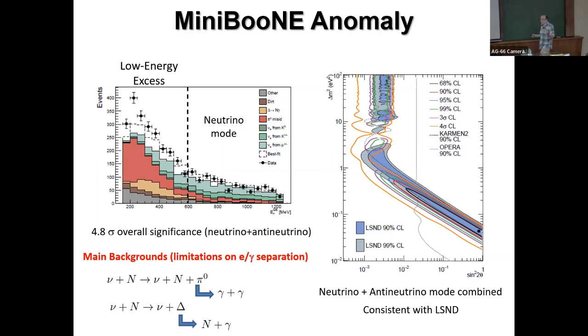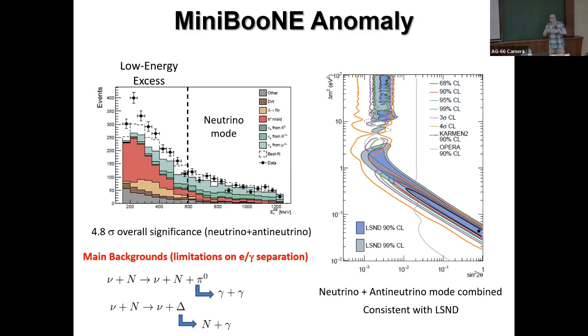The combination of neutrino plus antineutrino mode combined are consistent with LSND. And besides, an important point is what the critics can say about this experiment: they are not able to have a good separation between electrons and photons coming from this type of background, for instance, from pi 0 and from deltas.